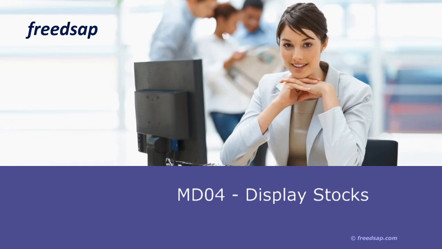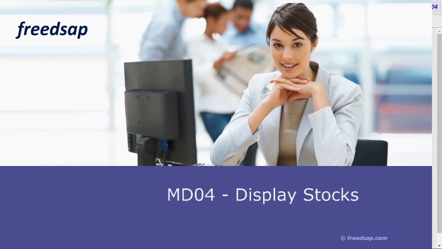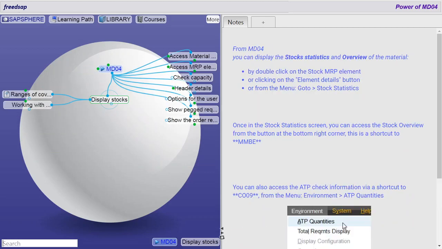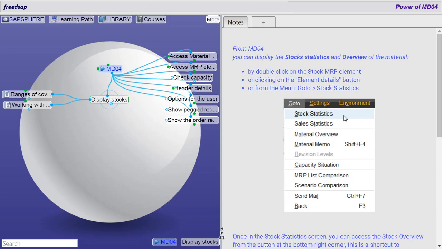MD04 displaying the stock information. So from MD04, which is called the stock and requirements list, there is obviously access to the stocks.